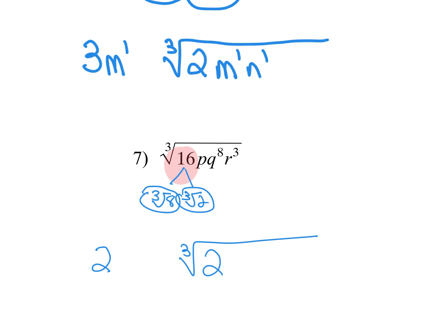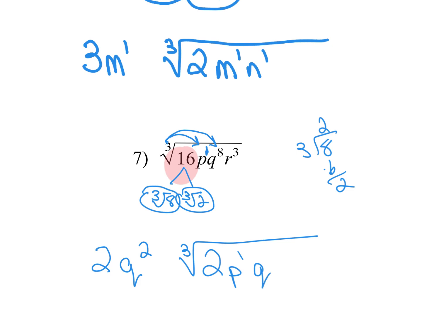Now I'm going to do the same thing. I've got p to the first under here. 3 does not go into 1. Can't take any groups of 3 out of there, so that p to the first is just going to stay where it is. Then we look at the next one, q. 3 goes into 8 2 times with 2 left over, which means we would have q squared on the outside because it goes in twice, and we'd have q squared on the inside as well.